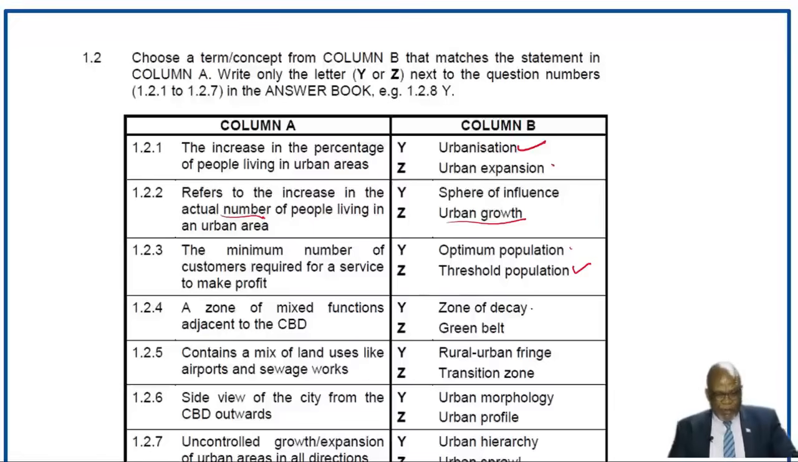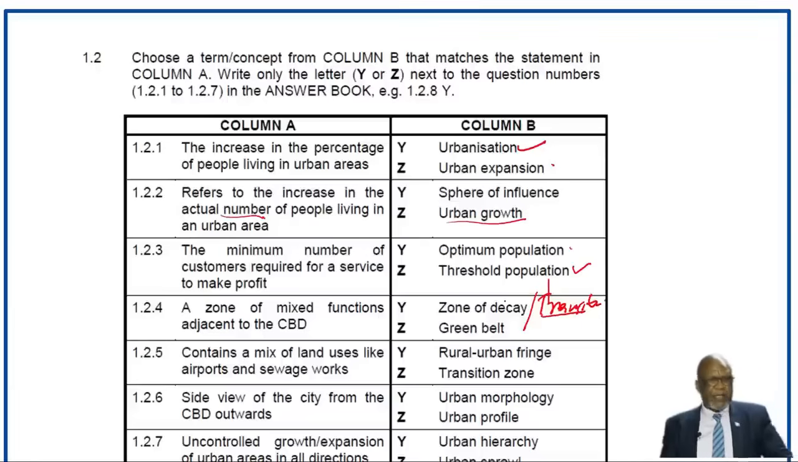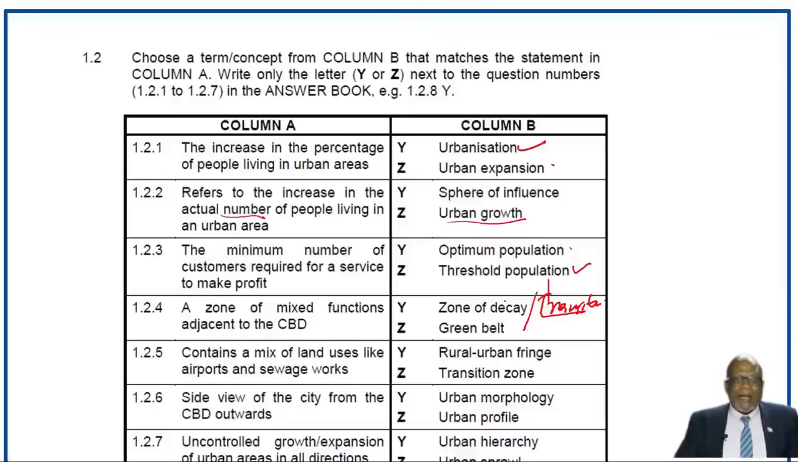So that will be your zone of decay. Another name for zone of decay is your transition zone. It is an area of high value. The characteristic of the zone of decay is that the land value is high, but the buildings are not taken good care of.